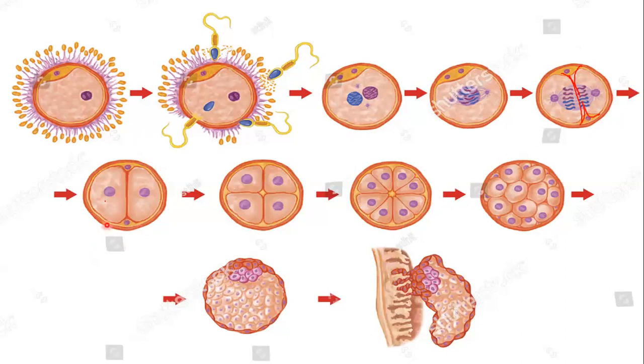So how easy is it? Now, in the formation of the two-cell stage, we can see that the chromosomes on both sides develop the nuclear membrane.